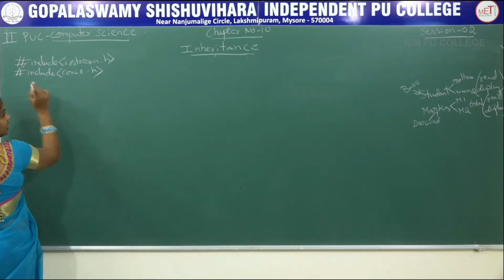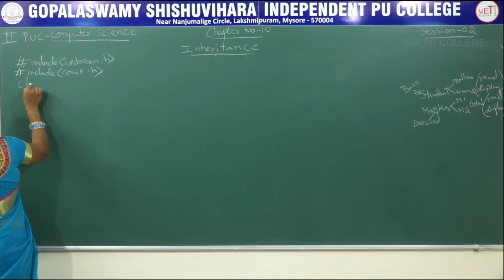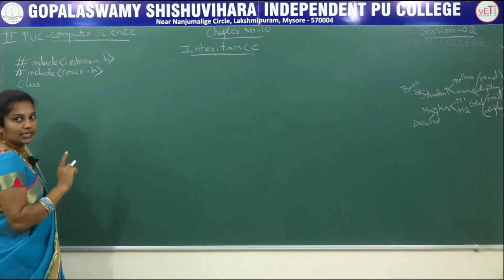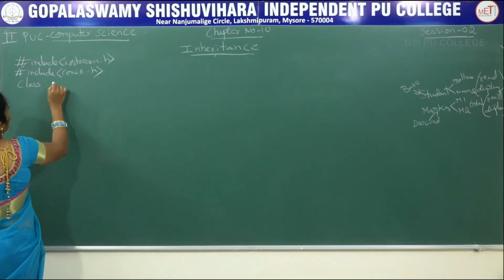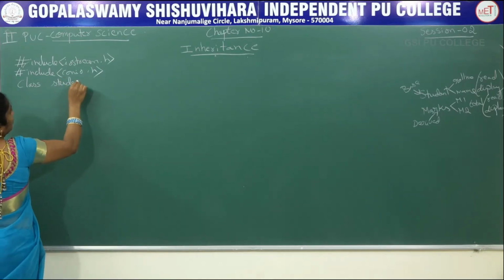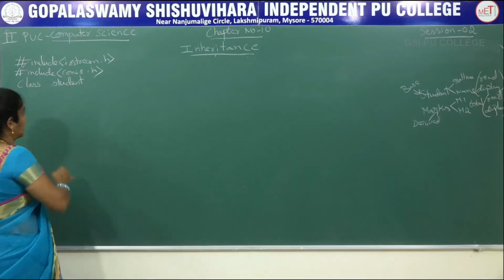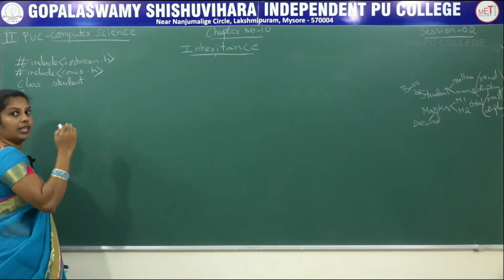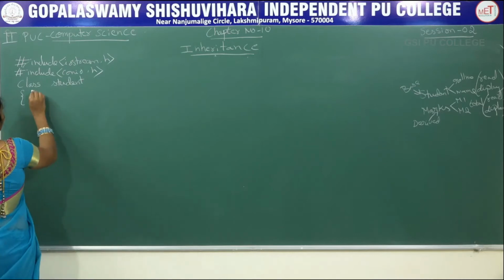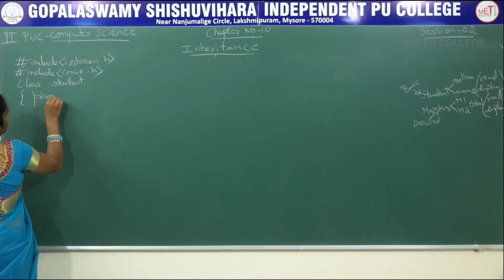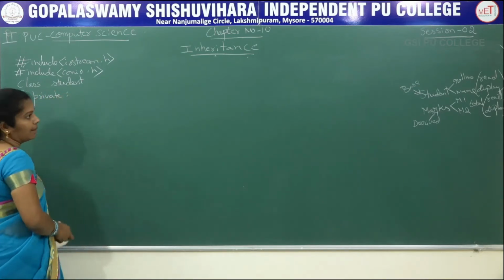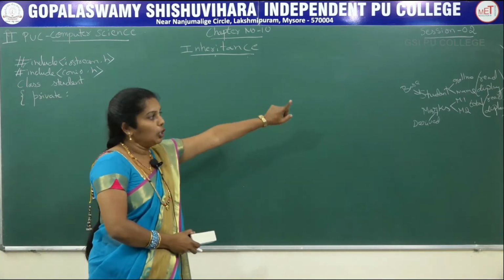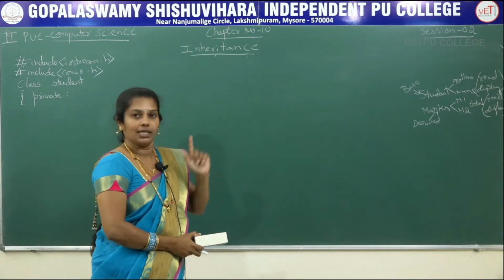How to create the base class student? First start with the keyword class. The base class name I am going to write as student. Student is the base class. In this, in the private section we have to declare the variables. In the private section, we are declaring the variables. This is the first variable, roll number, and the second data member is name.